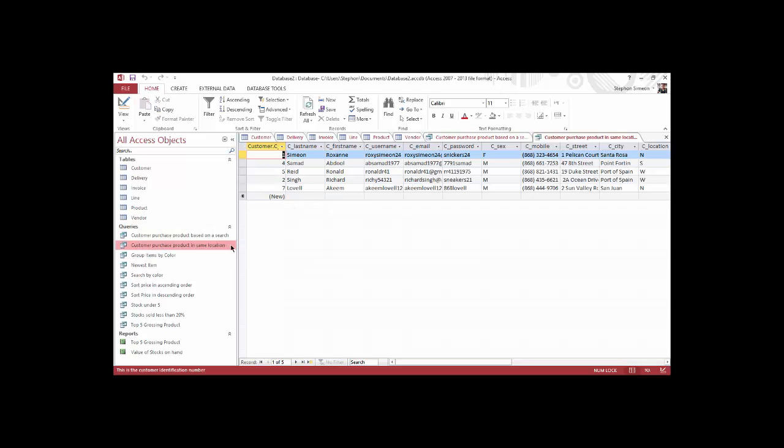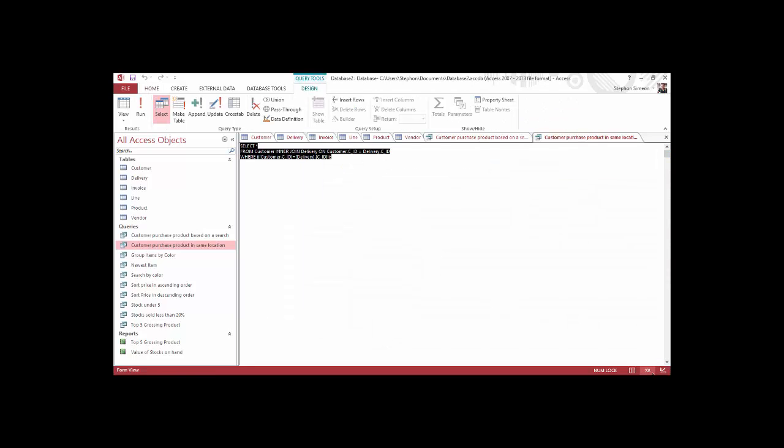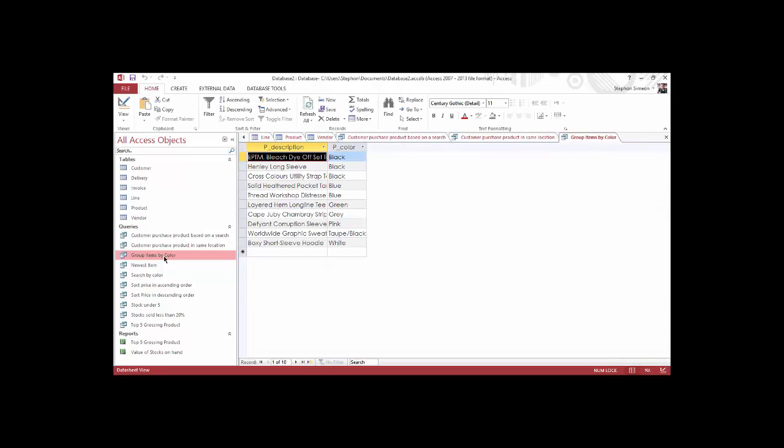And then this query here just shows all the customers who purchased something, giving the information and which location they actually purchased a product. So there's the SQL code I used for it. Actually, I joined the tables, and then the next query I have is grouping items by color.